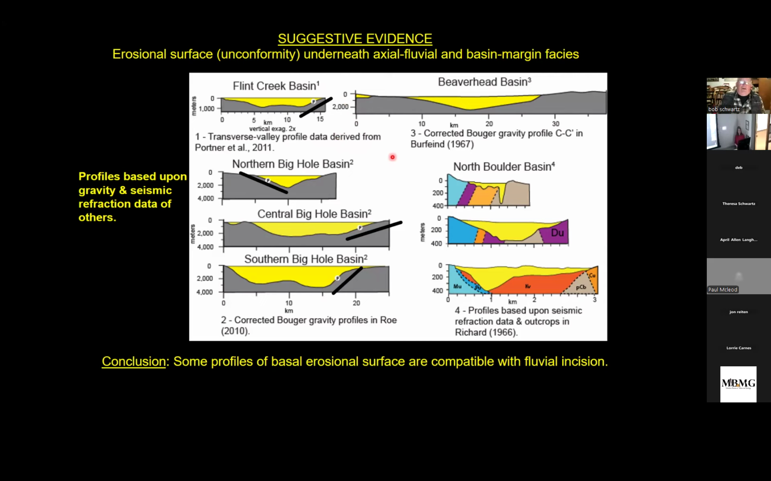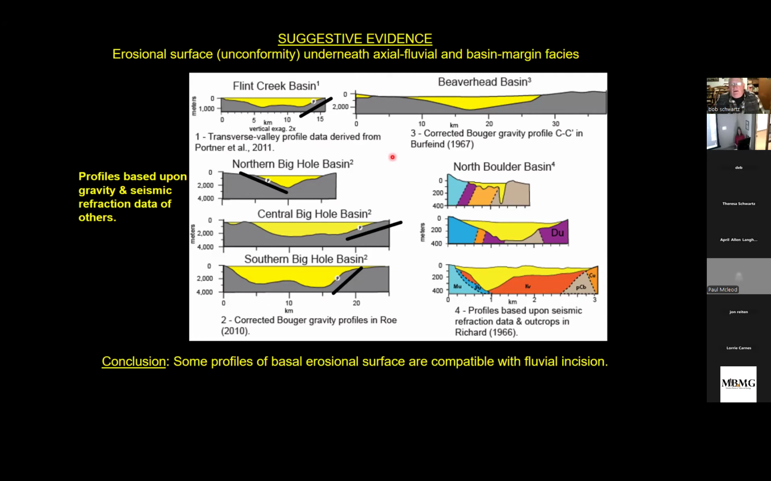Okay. Yeah. So is there any other reason, any supporting evidence, that these basins might be fluvially incised? And this is not great data. It's based upon gravity and seismic studies, and you just sort of have to take it for what it's worth.